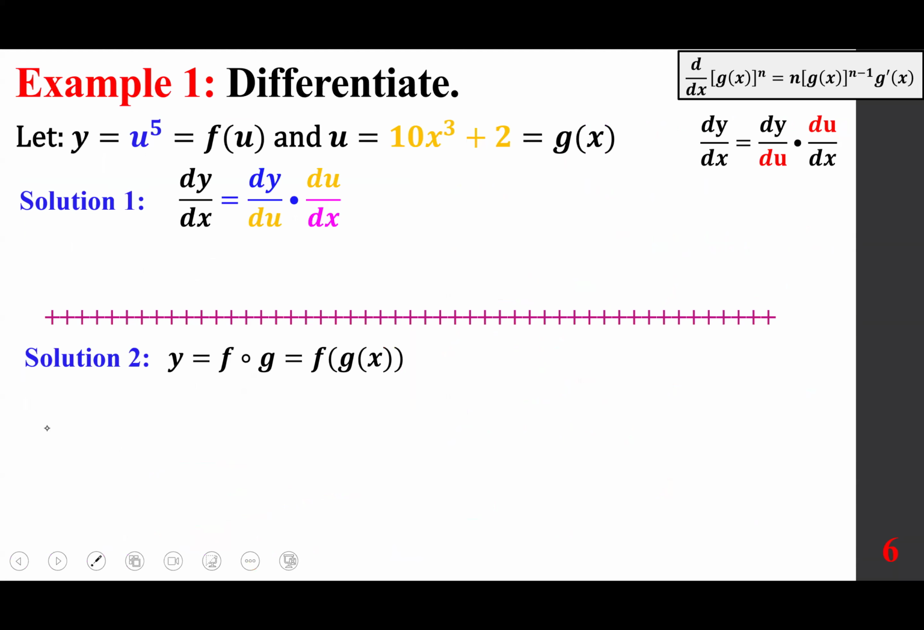We want to differentiate this, and we're going to differentiate it two ways. y is u to the power of 5. That makes it a function of u. u is 10x cubed plus 2, which makes it a function of x. We're going to go with both methods. First, we're going to do the method by Leibniz, dy/dx equals dy/du times du/dx. So dy/du, just stop there and say u to the power of 5 is simply 5u to the power of 4 if you differentiate it with respect to u.